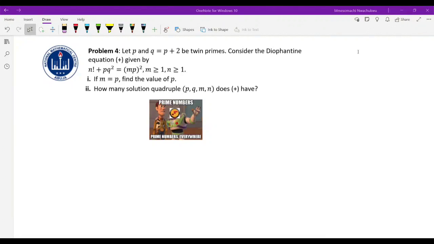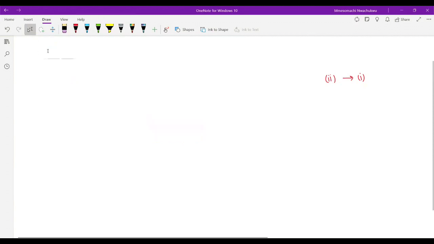Now, looking at (i) and (ii), it's obvious that if we solve (ii), we have (i), because (ii) is asking for all possible solutions. Okay, so the m there, primes are everywhere, prime numbers everywhere. So I'll just remove the m, and then we begin.